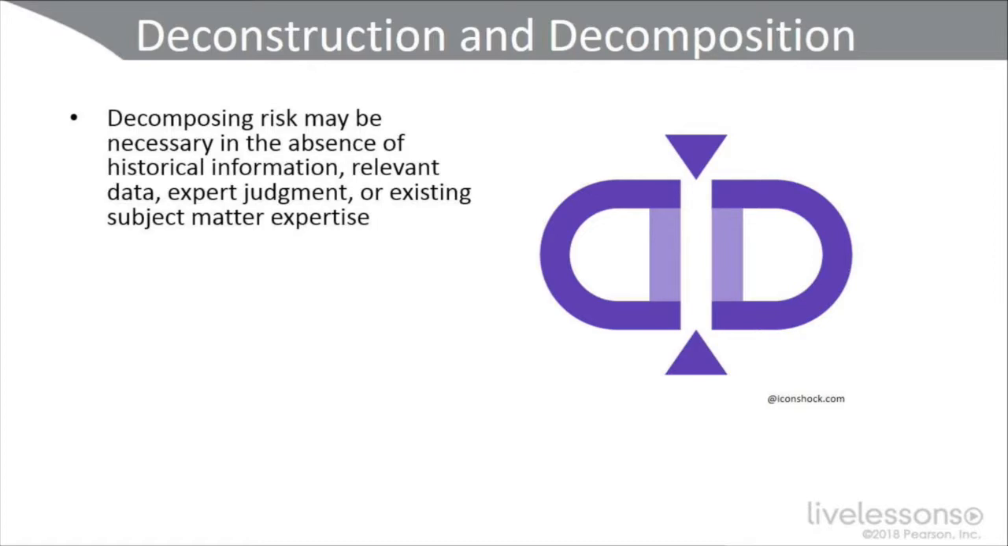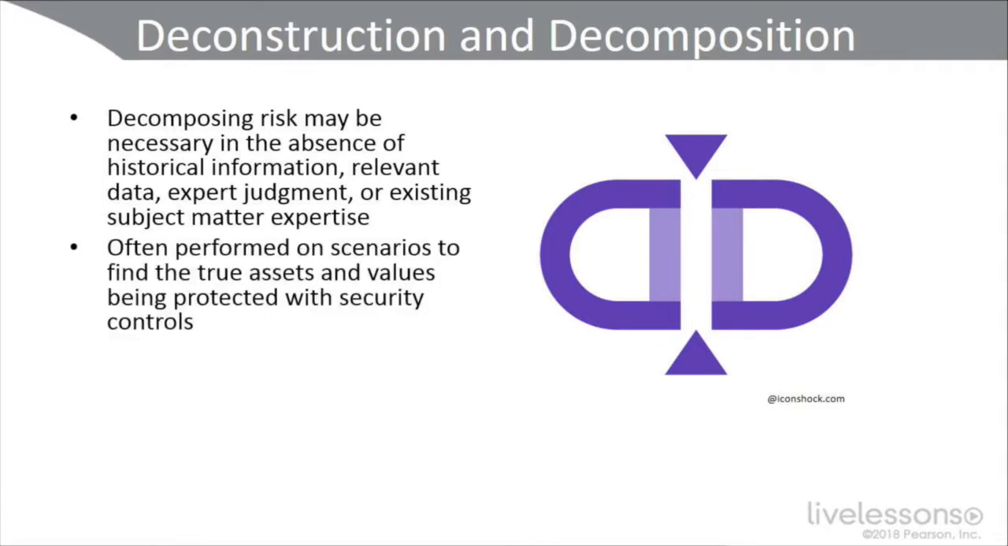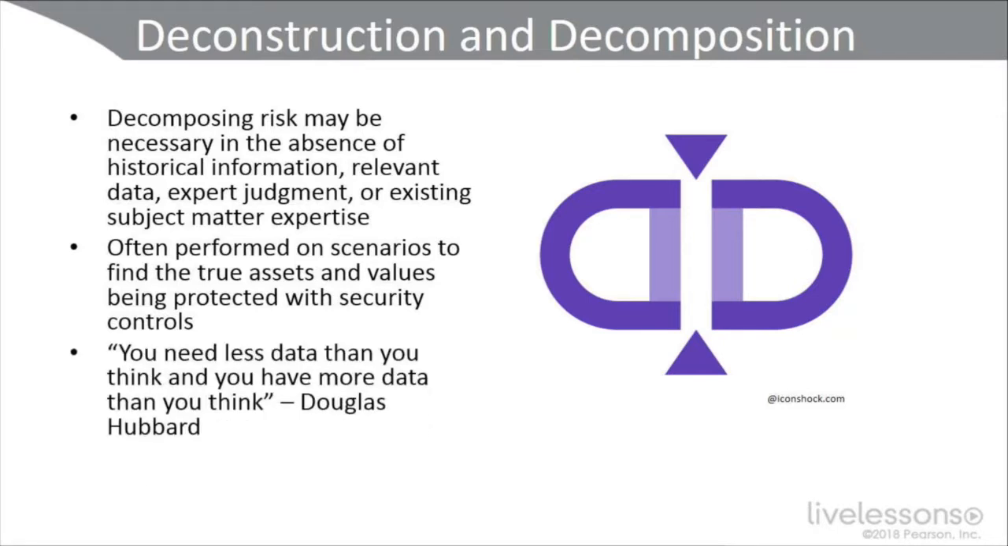Decomposing risk may be necessary if you don't have enough historical information, enough relevant data from the past, if you don't have access to expert judgment, or you don't have enough existing subject matter expertise. Often a process of deconstruction and decomposition combined with guesstimates, probabilities and calibrated estimation may be necessary. It's often performed on scenarios to find the true asset and the true value being protected and the security controls that are being used.